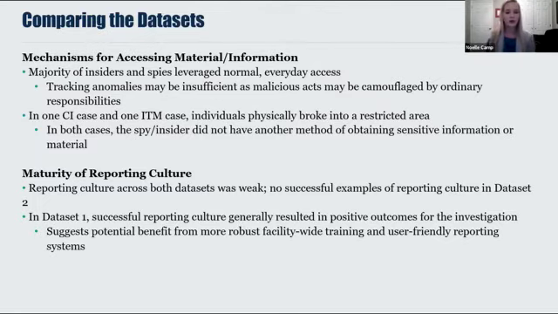We saw that reporting culture across both of the data sets was unfortunately very weak. In fact, in the insider threat database, there was not one successful example of reporting culture across all of the cases. In dataset 1, the counterintelligence dataset, successful reporting culture generally resulted in positive outcomes for the investigation. This suggests a potential benefit for insider threat mitigation from employing more robust facility-wide training and user-friendly reporting systems.